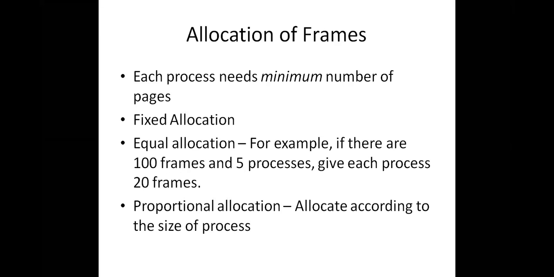The small process does not require 20 frames, but because of equal allocation, you are allocating 20 frames to the small process also. So what happened then? The small process's memory frames will be wasted, and the big process requires more frames, but they are not available to that process. That is the problem with equal allocation. In order to avoid such a situation, we move to proportional allocation. Proportional allocation means we allocate frames proportional to the size of the process.